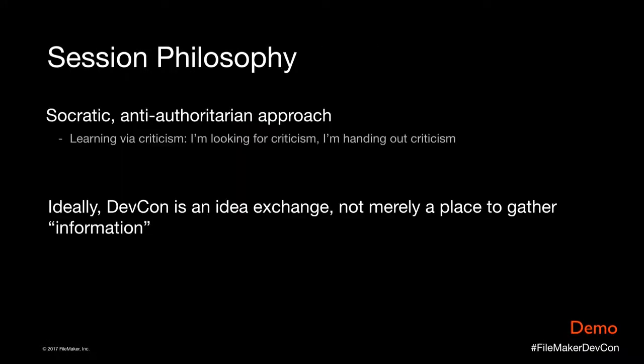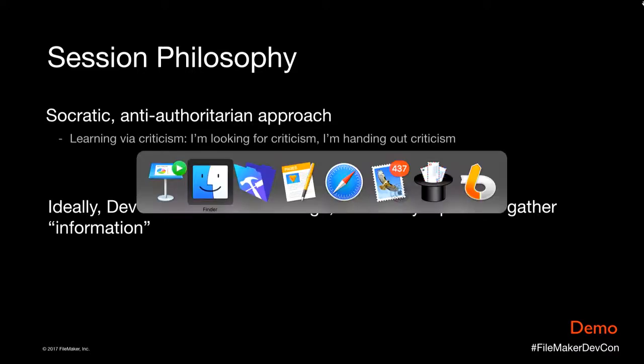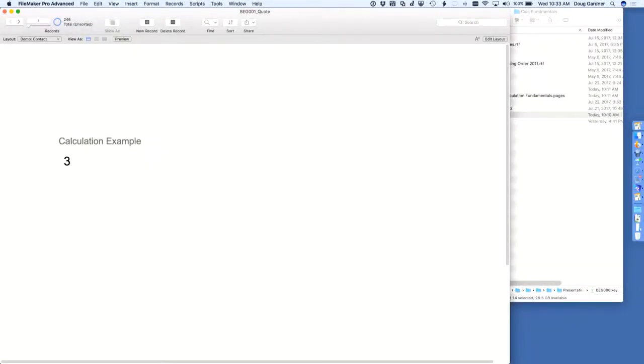So let's just jump right in. I'm going to begin by showing you a basic calculation in FileMaker, talking about the calculation window a little bit, and then we are going to go on a tour of FileMaker and see most of the places where calculations can be used, and just talk a little bit about how they can be used in those places.